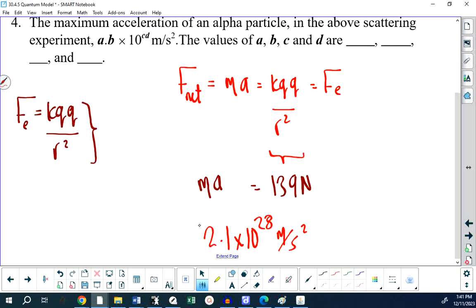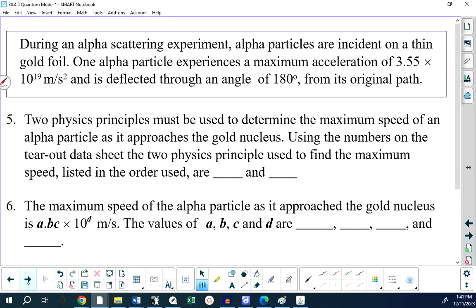Because the next set of examples are a challenge problem, and I can talk about them with you if you're interested. So during an alpha scattering experiment, we're going to do this one. Alpha particles are incident on a gold foil. They're deflected backwards. So if they are deflected backwards, then we are allowed to use this.